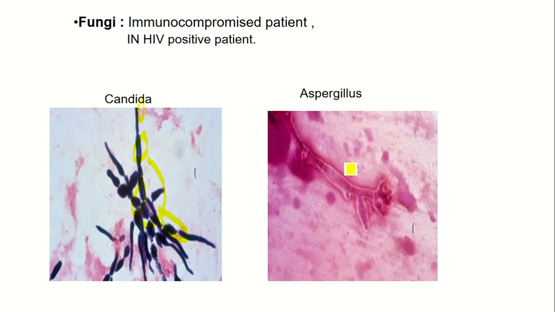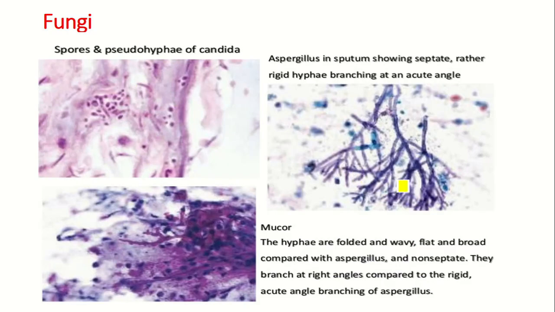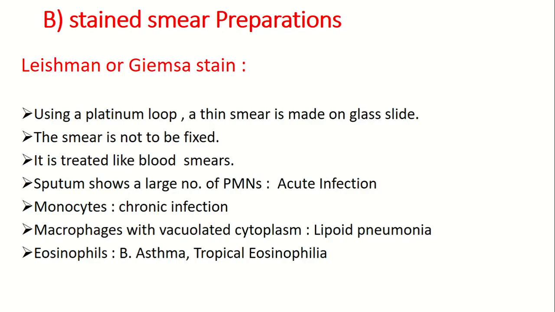Now you are going to confuse between Aspergillus and Mucor, but it is very easy. Aspergillus always has septate hyphae, and Mucor has aseptate hyphae. You can see such septate hyphae, and here Mucor, it is aseptate hyphae. So these are the mucormycosis. These are the typical septa in case of aspergillosis, and these are the spores of candidiasis. So these are the various fungal infections that are present in the sputum. That's all about wet preparation.